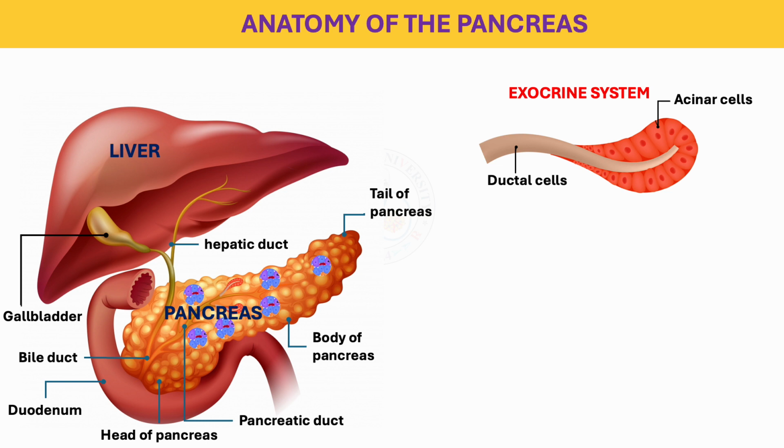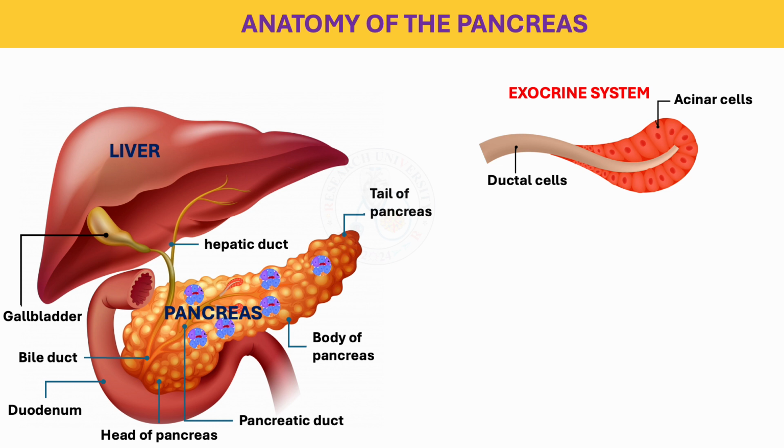Ductal cells line the pancreatic ducts and facilitate the transport of the digestive enzymes from the acinar cells. They also secrete bicarbonate ions to neutralize the acidic chyme from the stomach. This neutralization creates the optimal environment for the pancreatic enzymes to function in the small intestine.